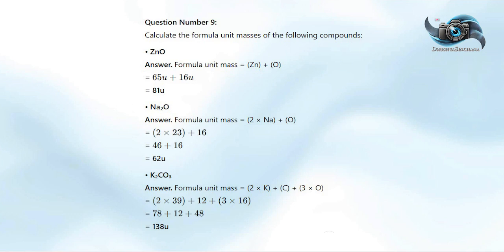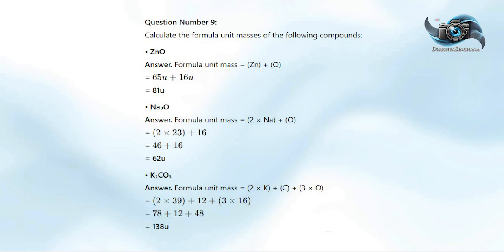Question number 9. Calculate the formula unit masses of the following compounds. 1. Zinc oxide, ZnO. Answer. Formula unit mass equals mass of zinc plus mass of oxygen. Equals 65 atomic mass units plus 16 atomic mass units. Equals 81 atomic mass units.